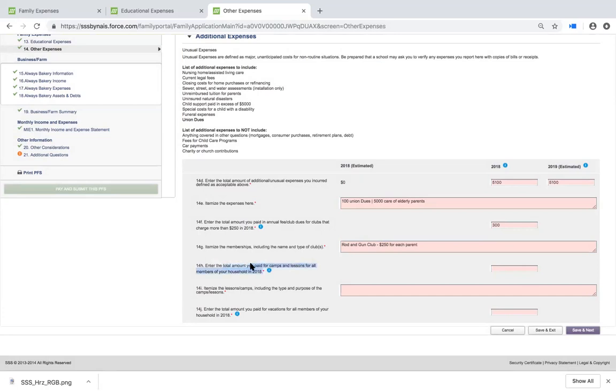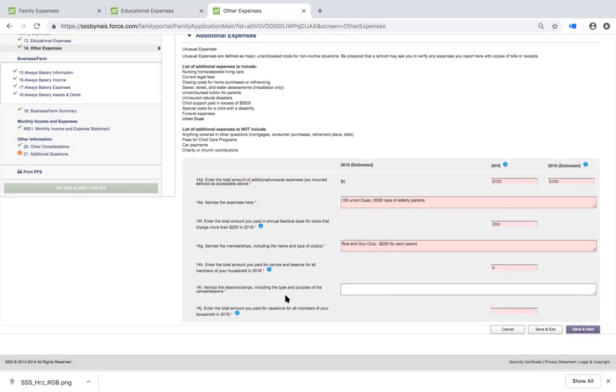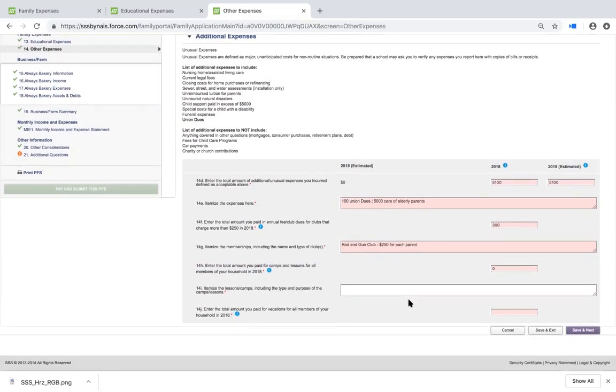14H would like the total amount for camps and lessons. In our case, we do not have any of those. That could be summer camp, might be ski camps, or if you had swim lessons, piano lessons, language lessons that you paid extra in addition to your normal tuition for your children. And then enter the amount for vacations. In our case, we did take a road trip in the spring, so that is $2,000.